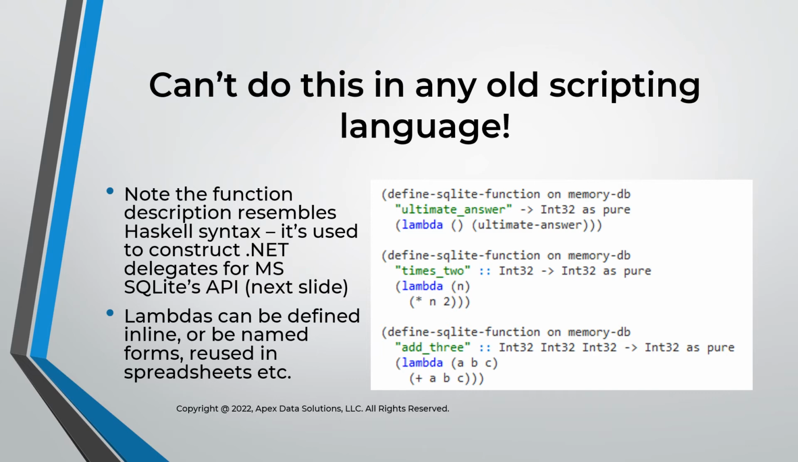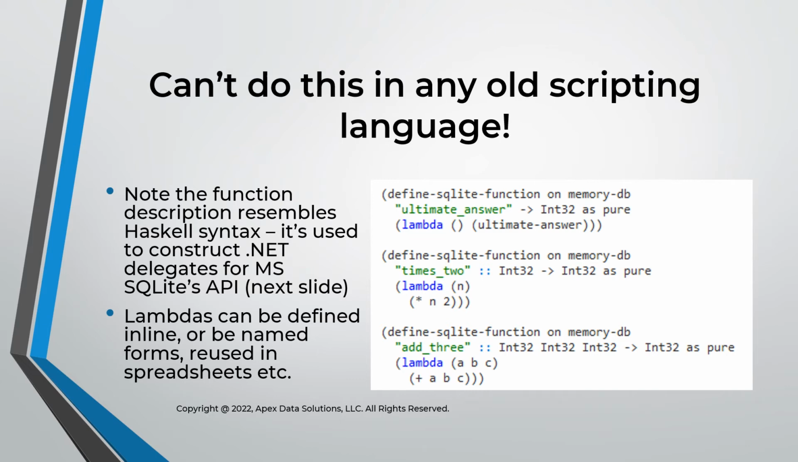In part because I can not just create a lambda there in line, but I can also call one that's already been created or just refer to it by name. So the same lambdas that could be running in the spreadsheet could be being called through the SQLite extension. I mean, talk about code reuse.